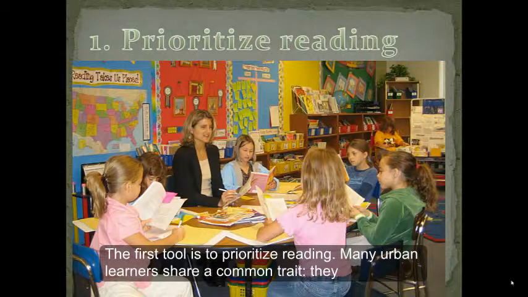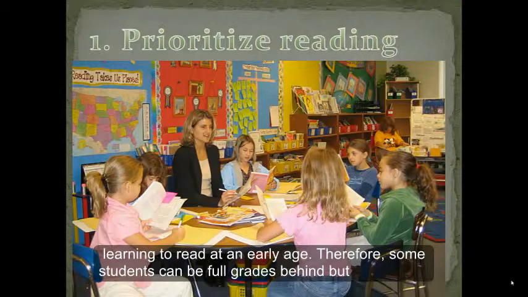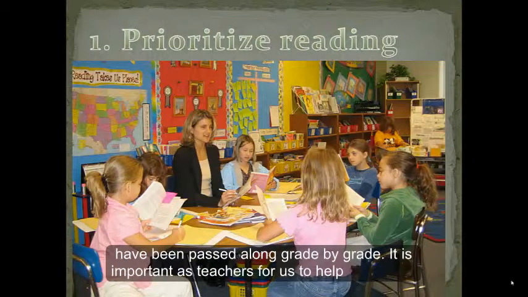The first tool is to prioritize reading. Many urban learners share a common trait. They struggle with reading. Many times, urban students did not have a large emphasis placed on learning to read at an early age. Therefore, some students can be full grades behind, but have been passed along grade by grade.